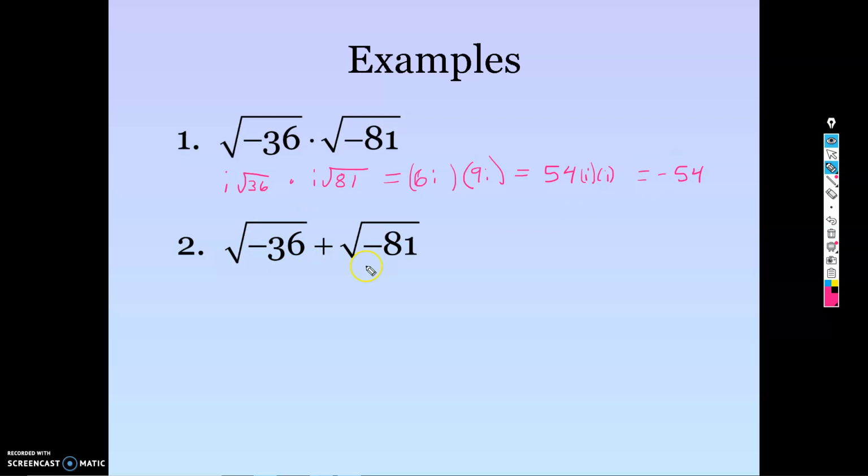Now what if we're adding these two things? Well, negative square root of negative 36, we just saw as 6i. Square root of negative 81, we just saw as 9i. We can add the i's together just the same way we add x's together, y's together. Just treat i like a variable. So 6i plus 9i will give us 15i. So two examples here.